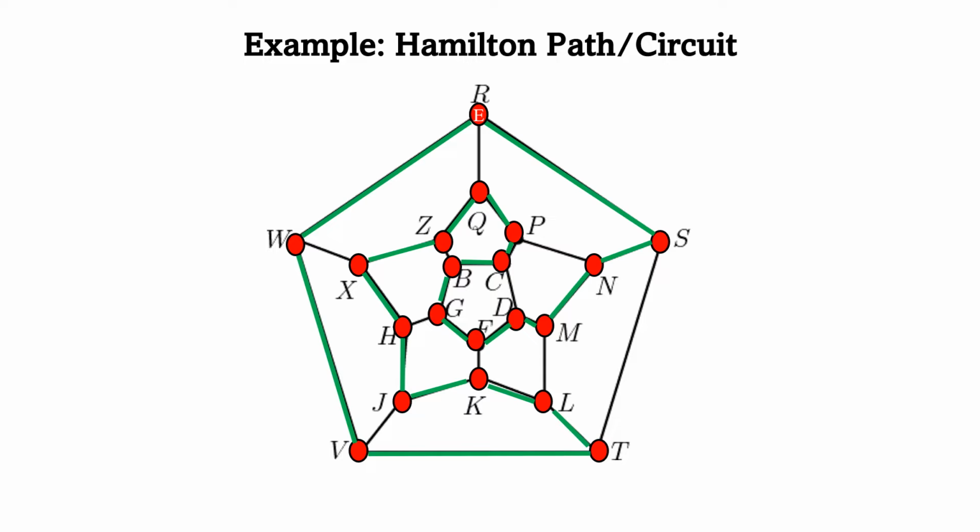And we're going to start where we began at R because we have a Hamilton path. If we stopped at S, it would be a Hamilton path. But since we're talking about a Hamilton circuit, we're going to go back to R, where we started.